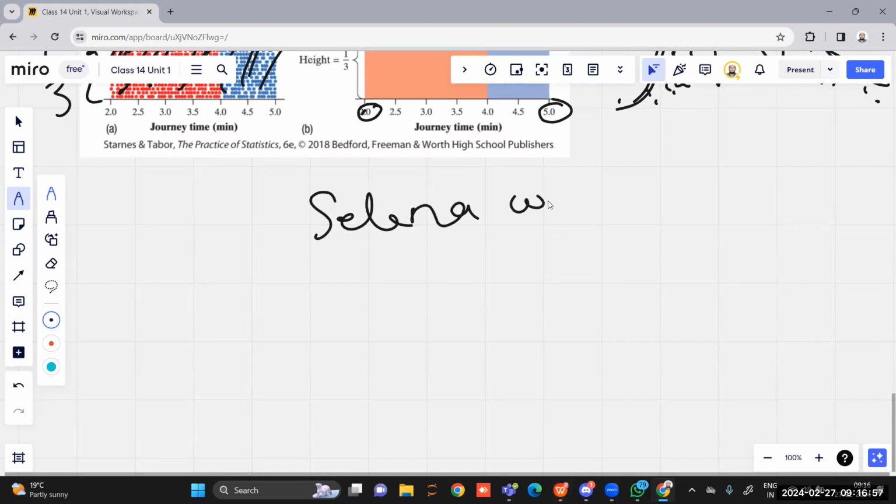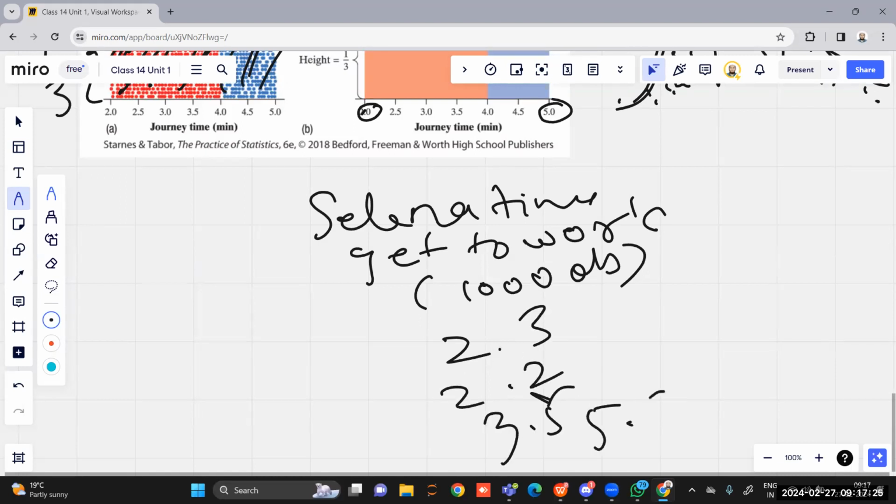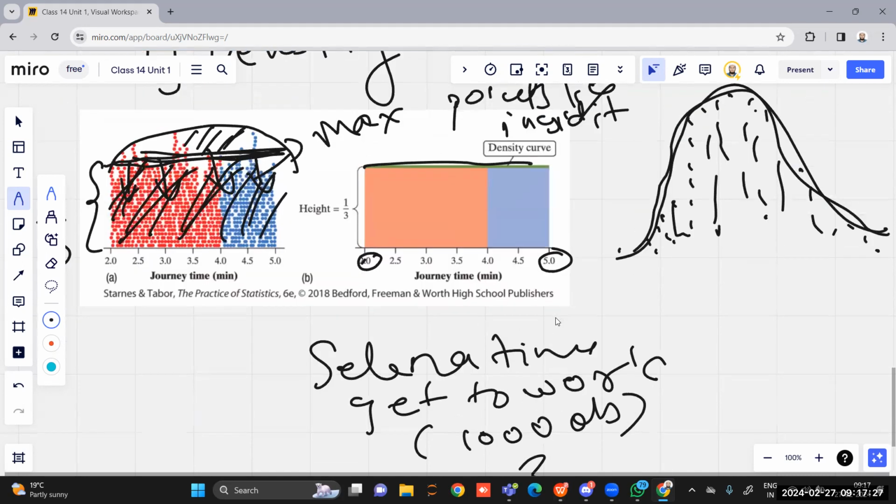Selena's time getting to work. There are 1,000 observations. Sometimes she got to work in 2.3, 2.2, 3.5, or 5.6 minutes. So this is the dot plot which has been plotted here.